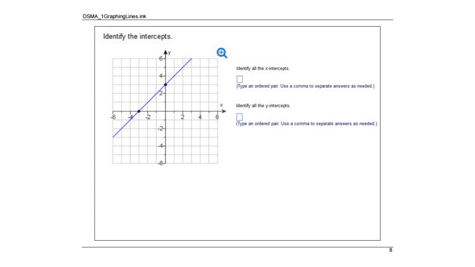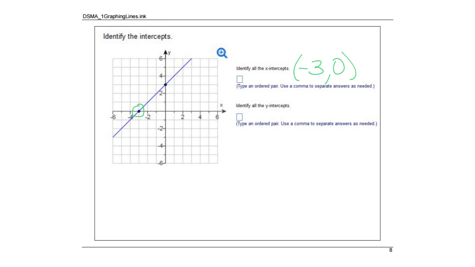Okay, same problem. We have a line here, and they want me to identify the intercepts. So first I'm going to look for the x-intercept. That is going to be where we cross the x-axis. That would be the point right here. Looks like we're at -1, -2, -3. So x is equal to -3 because we're on the x-axis. We don't leave the x-axis, therefore y is equal to 0.